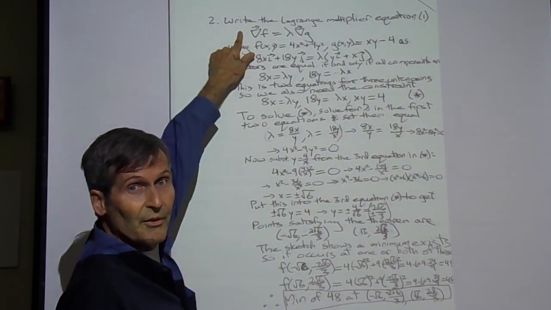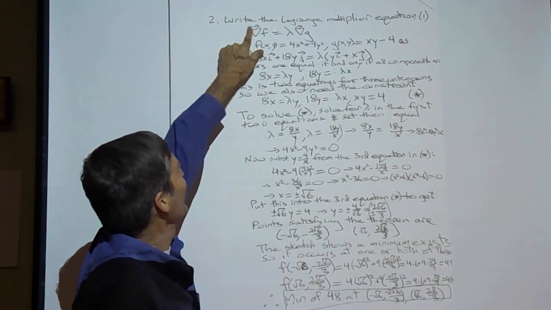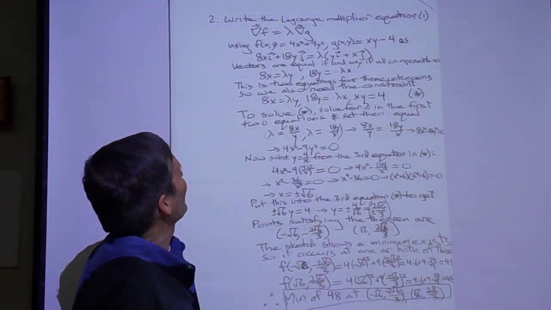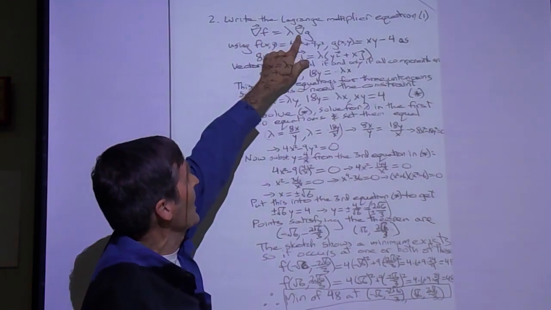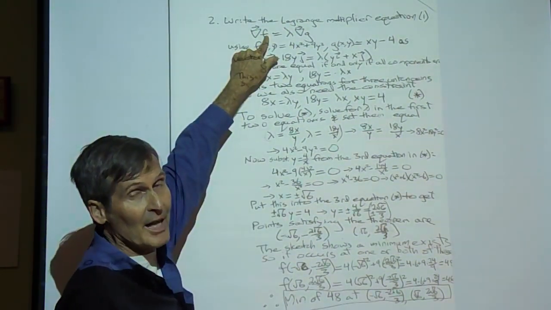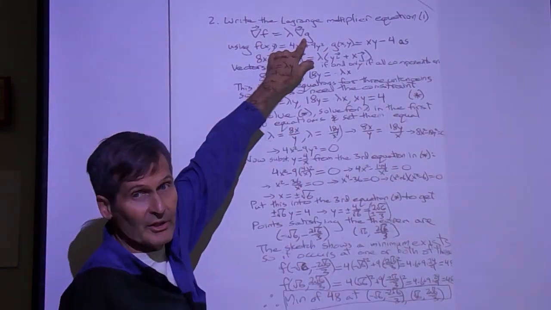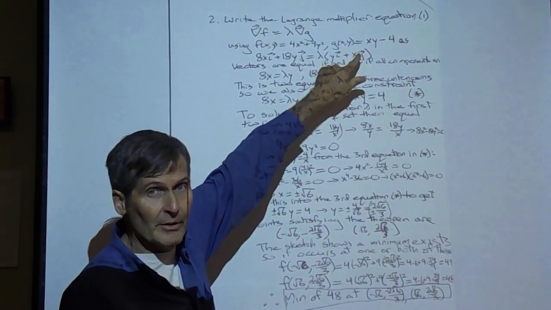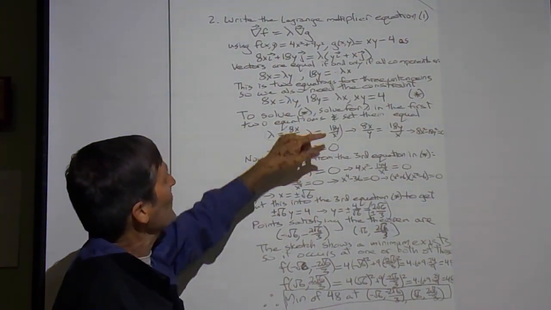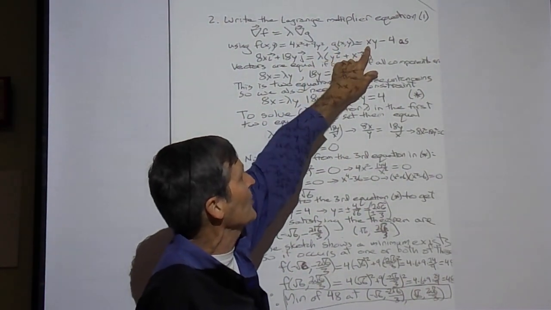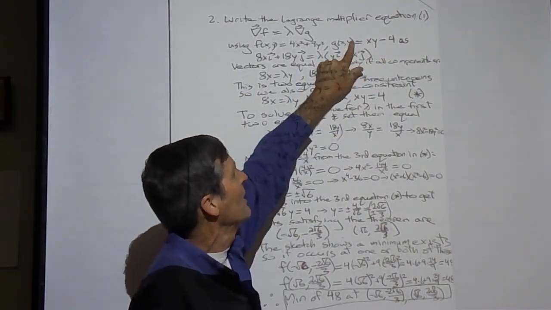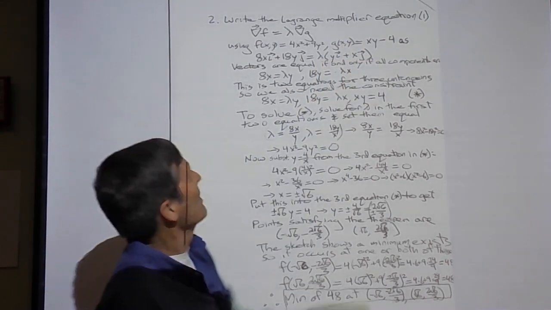Now, here's the big theorem. It's only one theorem. You can do it. Write the Lagrange multiplier equation, like I called 1 on the last page. Gradient f equals lambda gradient g, where f is the function to maximize or minimize, and g is the constraint curve. g of xy equals 0 gives you the constraint. So first I write the constraint as g of xy equals 0. It was xy equals 4, so I say xy minus 4 equals 0. g of xy must be xy minus 4.